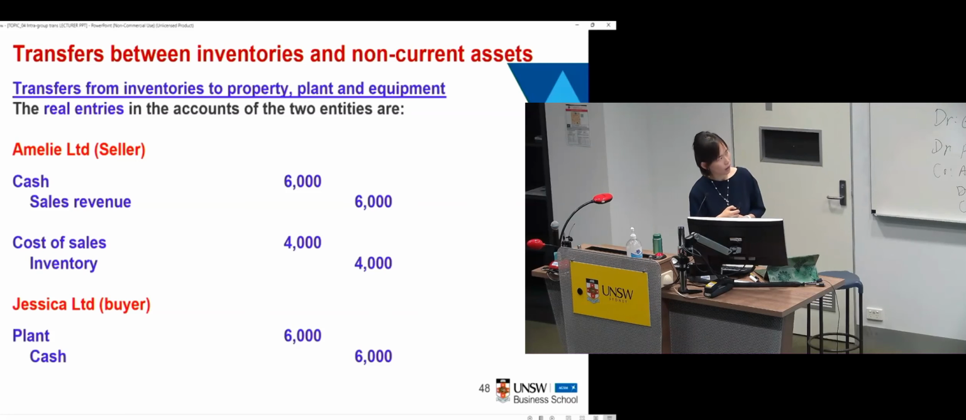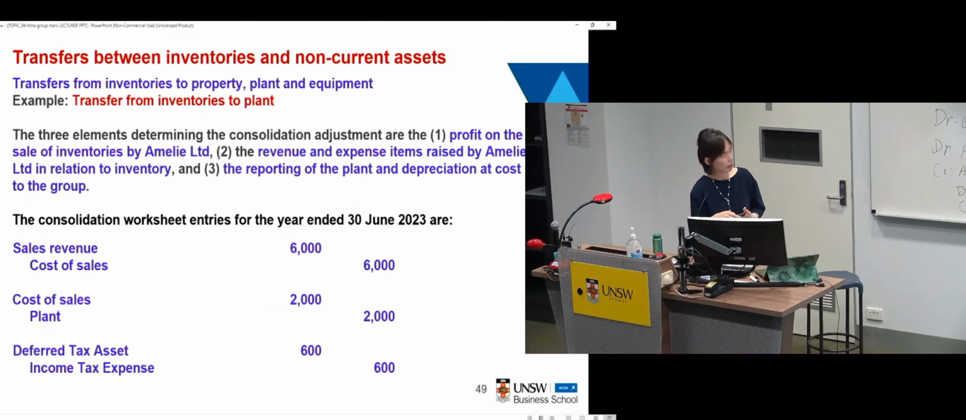So you can see your consolidation worksheet includes the elimination of intragroup sales revenue, the cost of sale, right? The cost of sale combine these two lines. The cost of sale for 4,000. And the adjustment for the carrying amount of the plant, not inventory. Okay, so pay attention. There is a change in the classification of the transfer item.